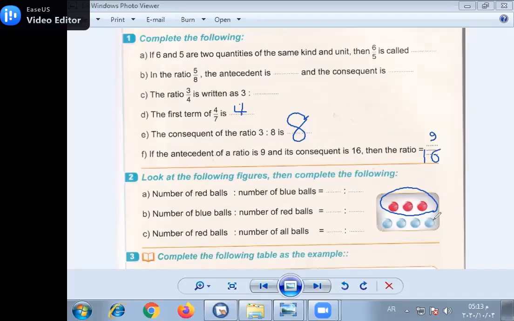So let's find the next ratios. Ratio number A says the number of red balls to the number of blue balls. Please take care of the order of the numbers. Number of red balls to the number of blue balls. Amal, please, can Amal answer this question? Number A, number of red balls to the number of blue balls. Amal.